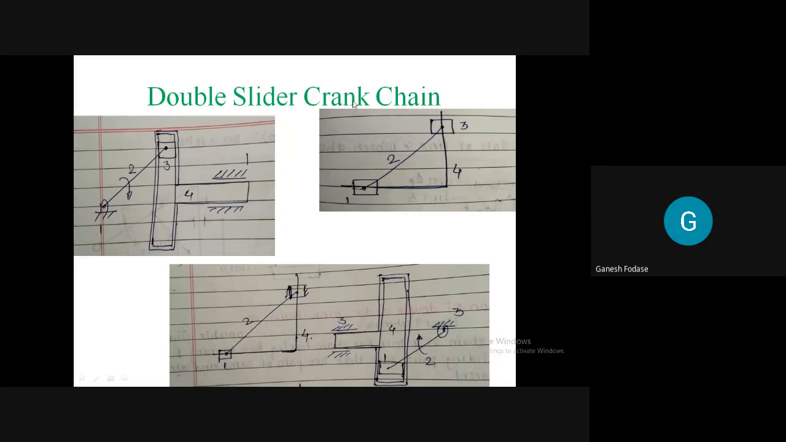Opposite to this, link number 1 is the slider. If instead of 1, I fix the third slider, what happens? The same motion will be achieved. The mechanism will remain the same, only see the change here. This is the first and this one is the third. So link number 3 is fixed now. Which one is the crank? 2 will be the crank.